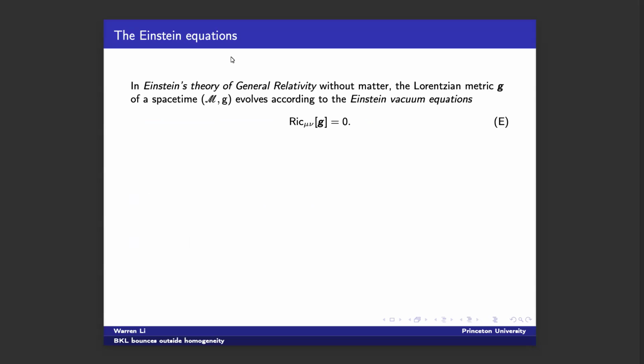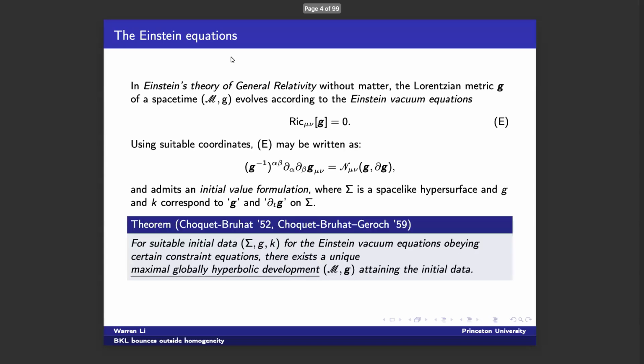In Einstein's general relativity, we solve for a spacetime, which consists of a four-dimensional manifold together with a Lorentzian metric, which has the signature minus plus plus plus. In this talk, it will solve the Einstein vacuum equation, which just says that the Ricci curvature of this metric is zero. Of course, we want to think about this as a PDE, and in certain coordinates, say harmonic coordinates, we can write this as a system of nonlinear wave equations.